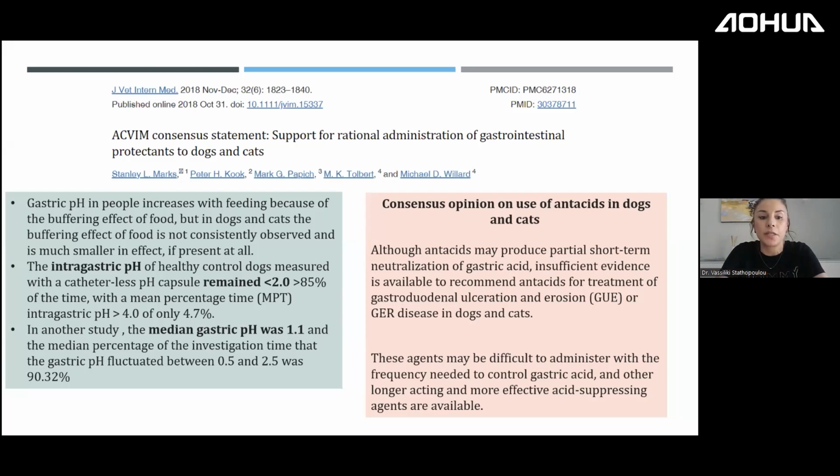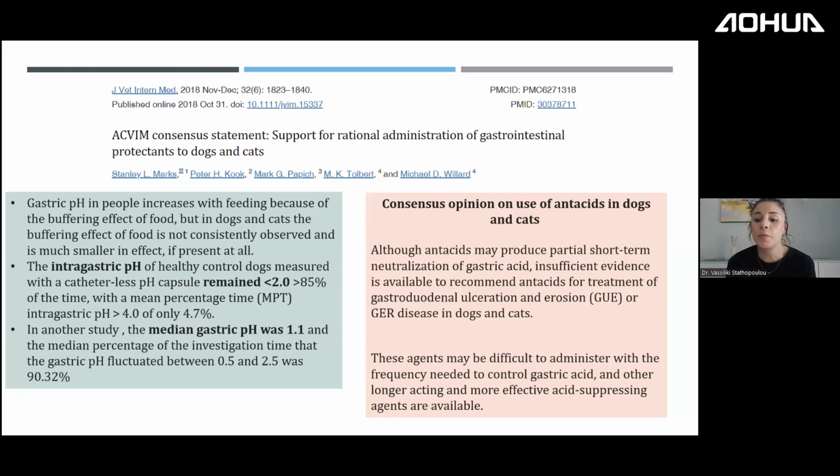Let's go to the differences between the dogs and the humans. The pH is totally different in dogs. So the intragastric pH of healthy dogs is really low, as you see in 2 studies. So the consensus on antacids, first of all, there is insufficient evidence for antacids, and when I'm talking about antacids, I'm talking about the aluminium Malox, the Aludrox, all of these aluminium or magnesium components that could be used as antacids.